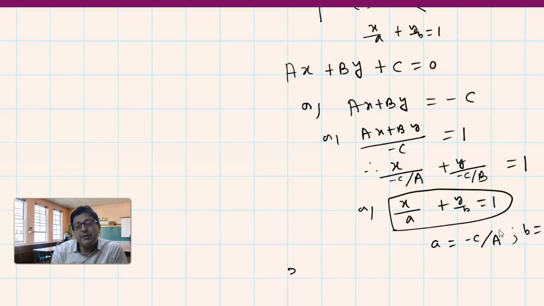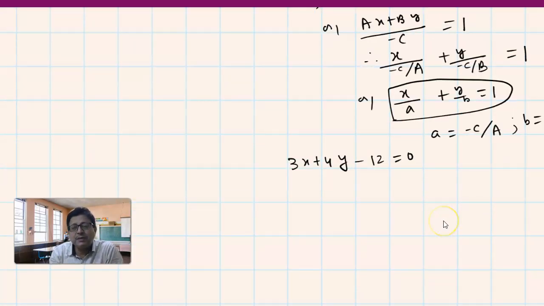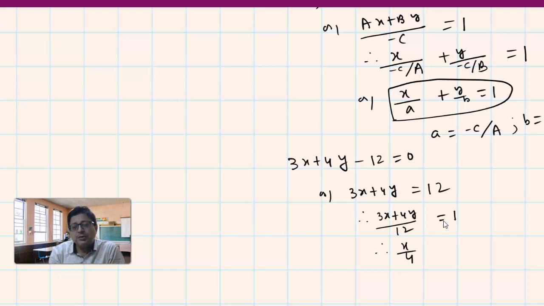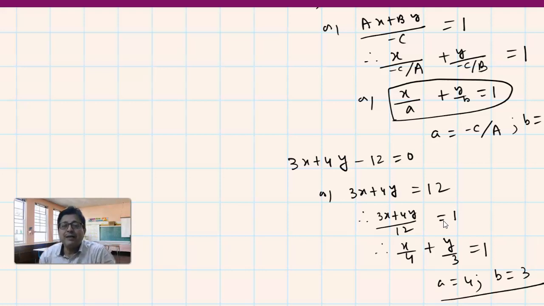So suppose the equation is given this way, 3x plus 4y minus 12 equal to 0. How do you express it in intercept form? This you can write as 3x plus 4y equal to 12, divided by 12 equal to 1. So x by 4, if you separate and write, what is a here? a is 4, b equal to 3. So you have seen how the general equation of a straight line can be expressed in intercept form, and how to find the length of the intercept from there.